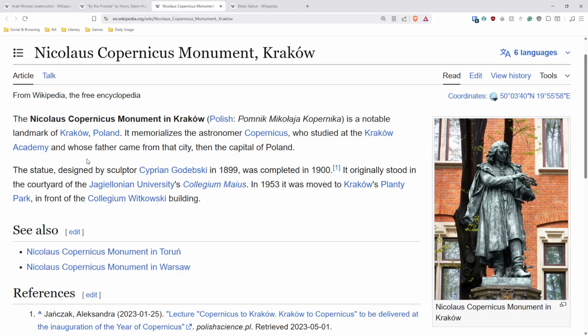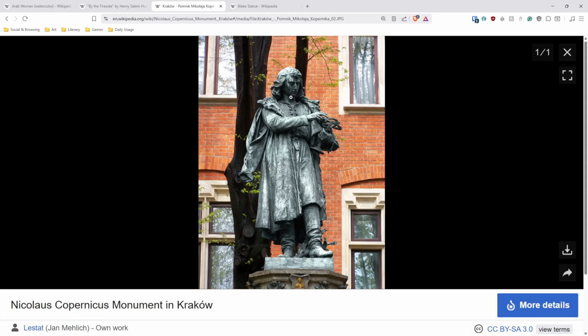The statue, designed by sculptor Cyprian Godebski in 1899, was completed in 1900. It originally stood in the courtyard of the Jagiellonian University's Collegium Maius. In 1953, it was moved to Krakow's Planty Park, in front of a Collegium Wąskowski building. These are Polish words. I can't.